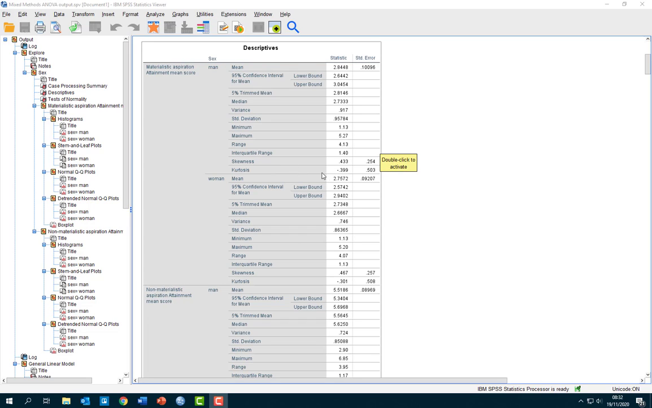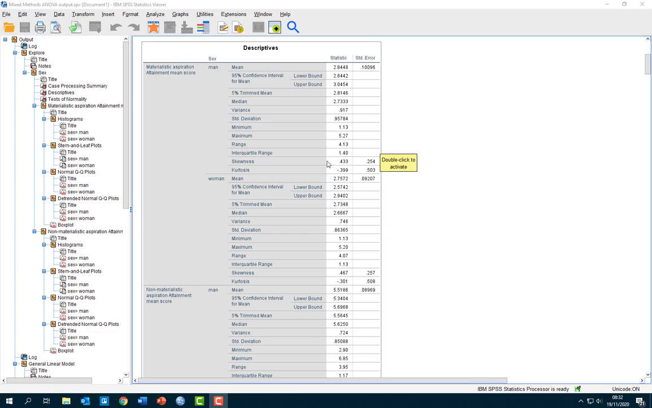So kurtosis refers to how pointy or flat the distribution is. If you have a negative value for kurtosis, you have a flatter than normal distribution. If you have a positive value, then it's pointier than a normal distribution. If it's 0, you've got absolutely no problem. And skewness, if you've got a positive value, then you have a positive skew, which is also called right-handed skew. So the tail of your distribution is to the right-hand side of the graph. If you've got a negative value here, then you've got negative skew, or also called left-sided skew.